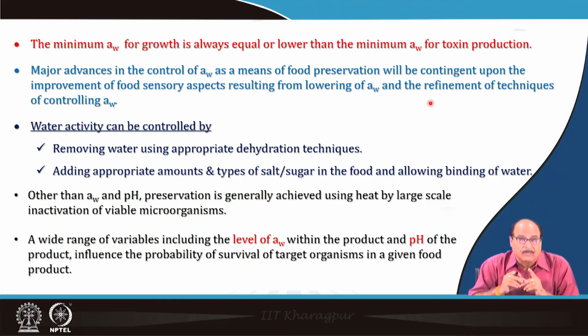Other than water activity and pH, preservation is generally achieved using heat by large scale inactivation of viable microorganisms, and a wide range of variables, including the level of water activity within the product and the pH of the product, influence the probability of survival of the target organism in a given food product.